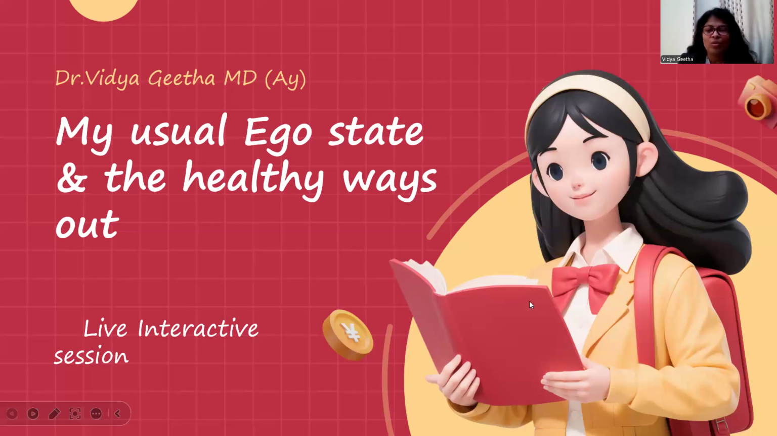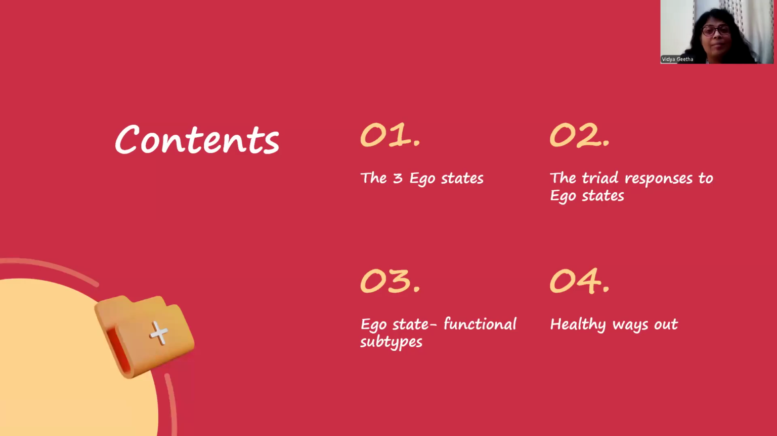So let us go to the contents. Number one, we will talk about the three ego states. Then we already know it is the PAC model: parent, adult, child. The triad responses, the triangle, which is thinking, feeling, and behaving. That is the foundation of everything. And from each ego state, what is the thinking, what is the behaving, what is the feeling like?